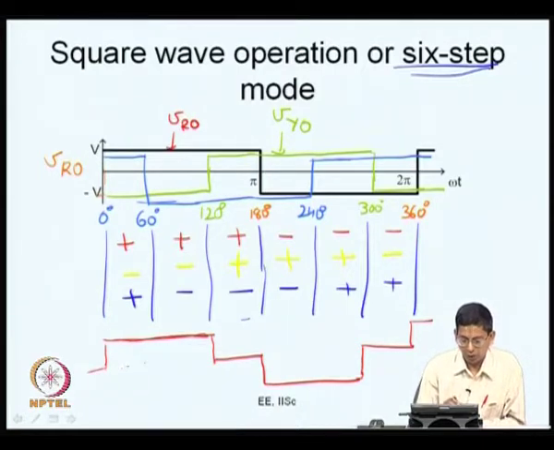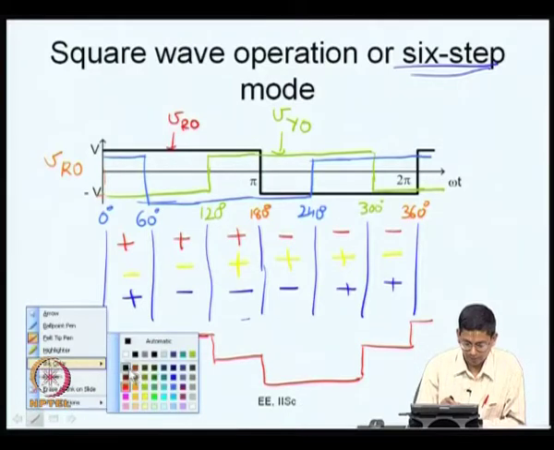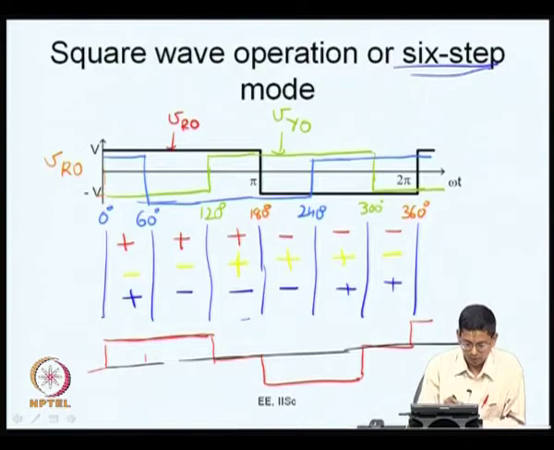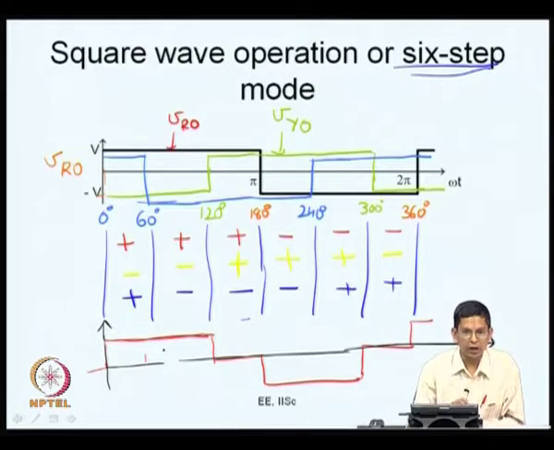So, this is how VRY looks. For 120 degrees, it is positive, and this is the 0 axis. Let me choose a different color to draw the horizontal axis. Yeah. So, this is the horizontal axis, and this is the vertical axis at time 0. So, this is high for 120 degrees. If you look at this, its fundamental voltage will be something like this.